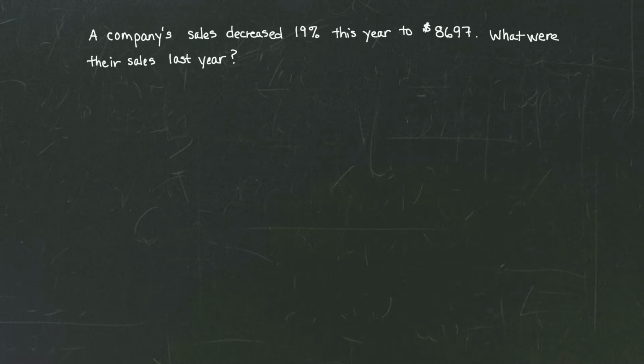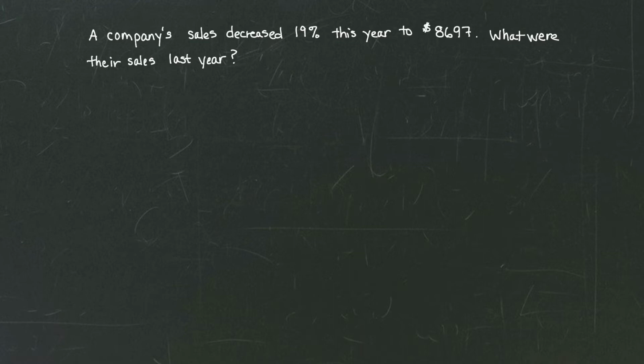But what makes it a little more difficult is the fact that we don't know what the original amount was. We had company sales from last year, and that amount, whatever it was, had a decrease this year by 19%. So we're searching for that original amount, and that's what makes it a little more complicated. I like to draw a picture to look at it.